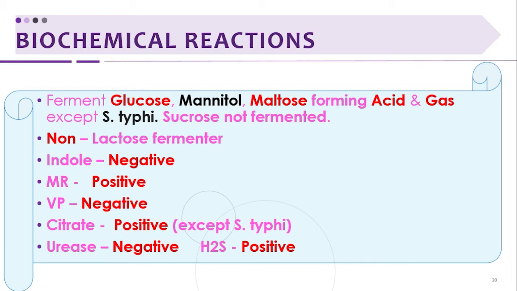The most important test for this is the H2S production test, which is positive for the Salmonella species except Salmonella paratyphi A, which is H2S negative. We have already seen in the culture characters that S. paratyphi A shows green colonies on Wilson Blair because it is H2S negative, while the other species are H2S positive. That is the most important character in the identification of the Salmonella species.